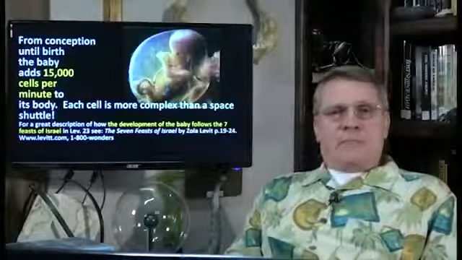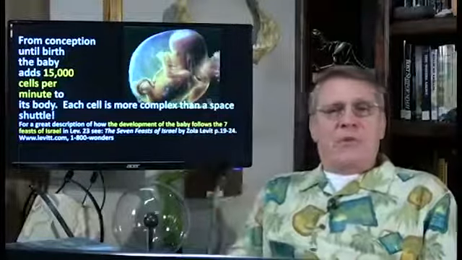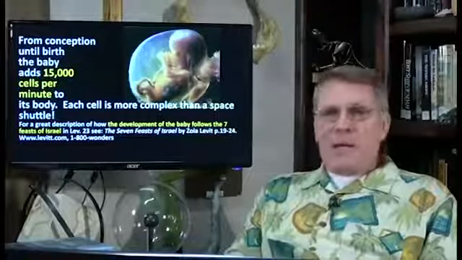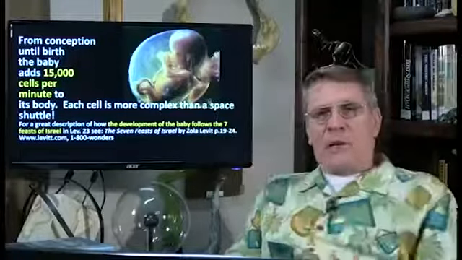From conception to birth, the baby adds about 15,000 cells per minute to its body. Each one of those cells is more complex than a space shuttle.